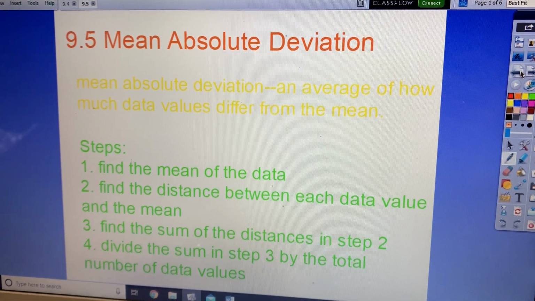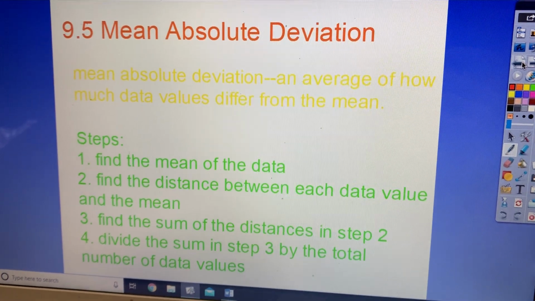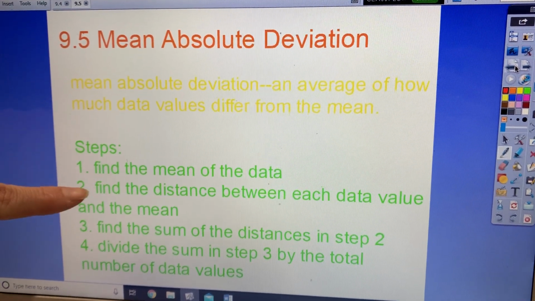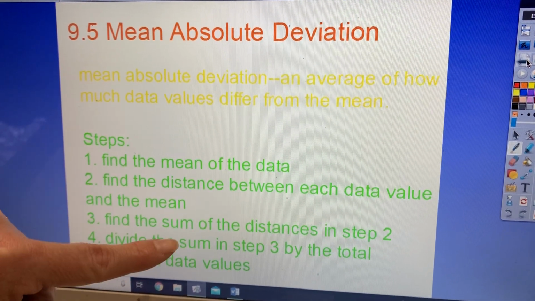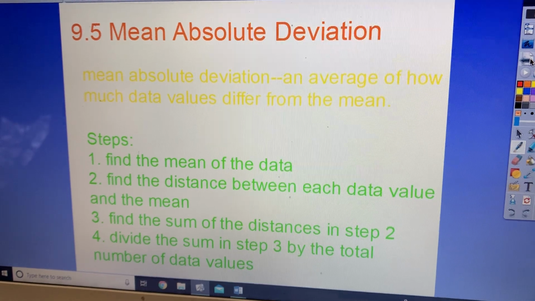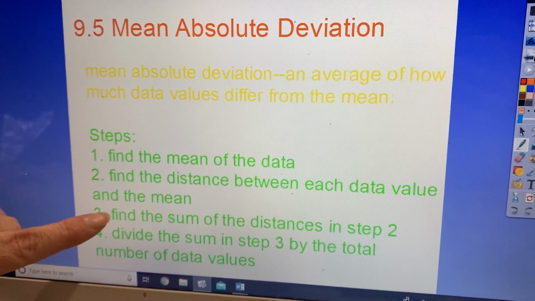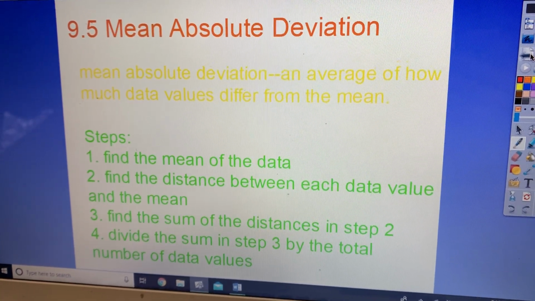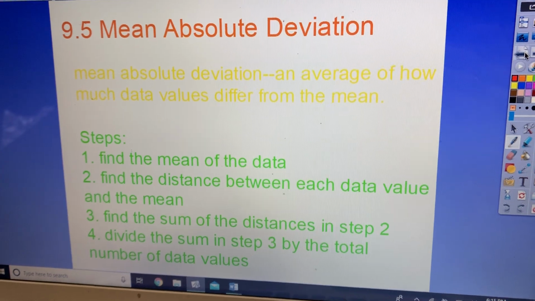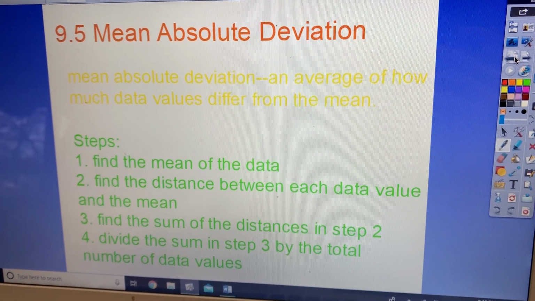Step 3 is to find the sum. Sum means add. So find the sum of the distances that we had in step 2. So going back, how far is each one away? And then we'll add that up in step 3. Finally, step 4, we are going to divide that sum that we found in step 3 by the total number of data values we have. And that's going to give us our MAD, our average of how much data values differ from the mean.